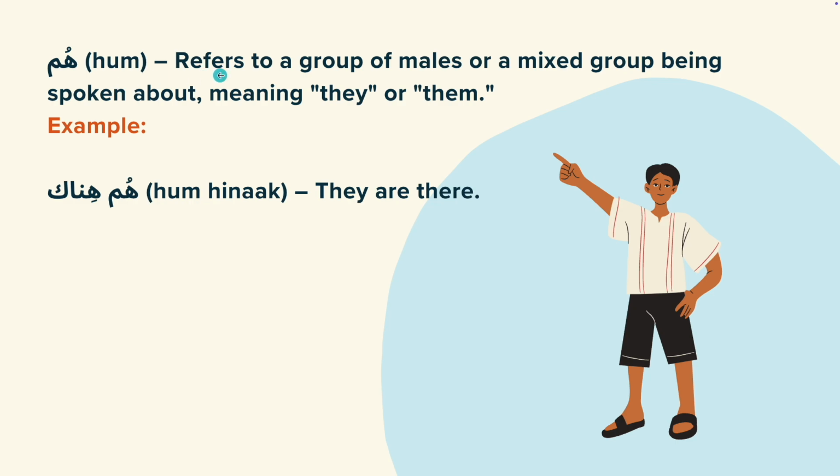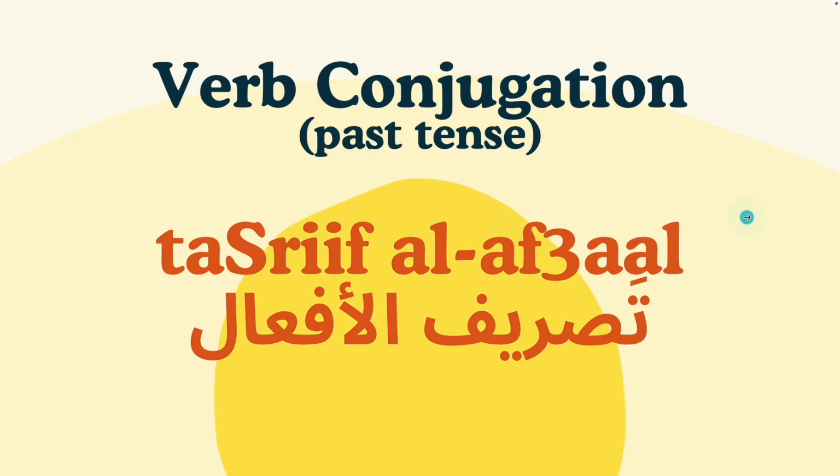Hum refers to a group of male or mixed men and women, okay? Spoken about, meaning they or them. Hum hinak, they are there or over there. And now let's learn verb conjugation in the past tense.